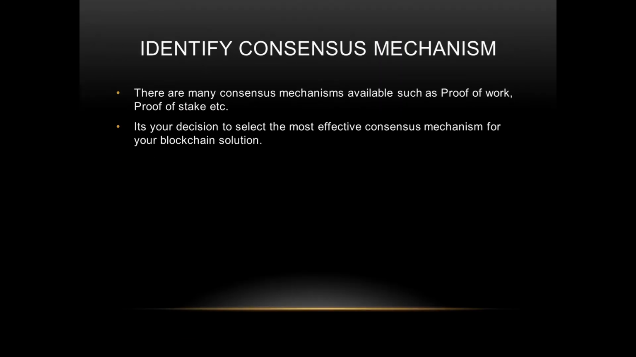Identifying a consensus mechanism. In this course, we have discussed proof of work as a consensus mechanism. There are many consensus mechanisms like proof of work, proof of stake, then practical Byzantine fault tolerance. There are many of them. So you have to select a proper consensus mechanism which can be used in this particular solution. And you also have to see that the consensus mechanism is effective and doesn't cost much.